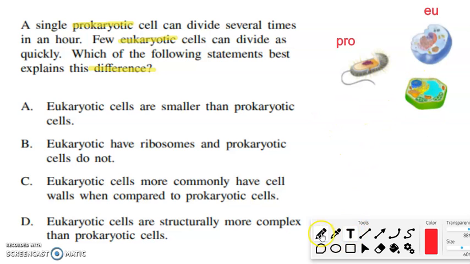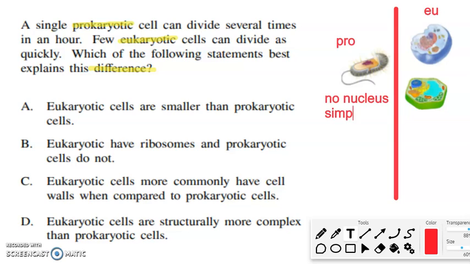Okay, so what I want to do really quickly is split this down the middle, and let's brainstorm a couple of things that we know about prokaryotes and things that we know about eukaryotes. We know that prokaryotes have no nucleus. Remember, pro means no. They're going to be very simple cells because they do not have those membrane-bound organelles. So, no membrane-bound organelles.